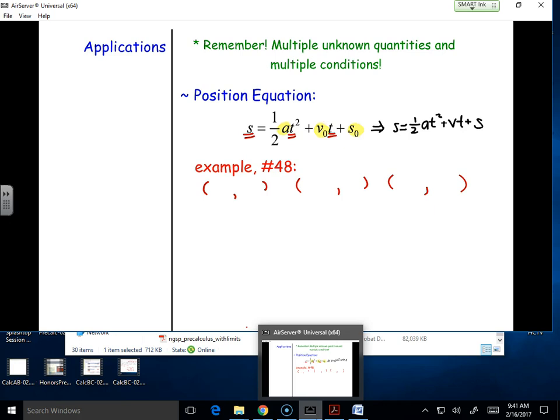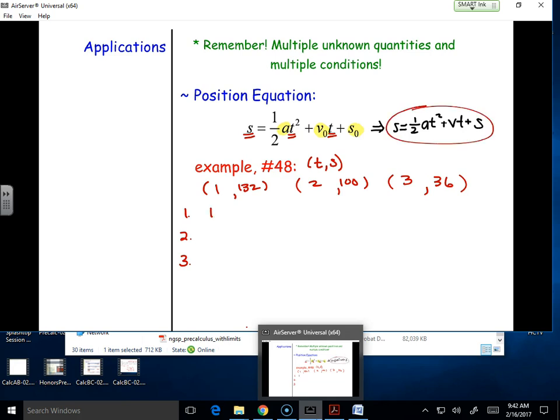Now, what did they tell you? At 1 second, your object is at 132 feet. At 2 seconds, your object is at 100 feet. And at 3 seconds, your object is at 36 feet. Then we can make 3 different equations with our 3 different points. And remember, our points are T and then S, time and then position. So for the first one, we're going to plug in 1 and 132.